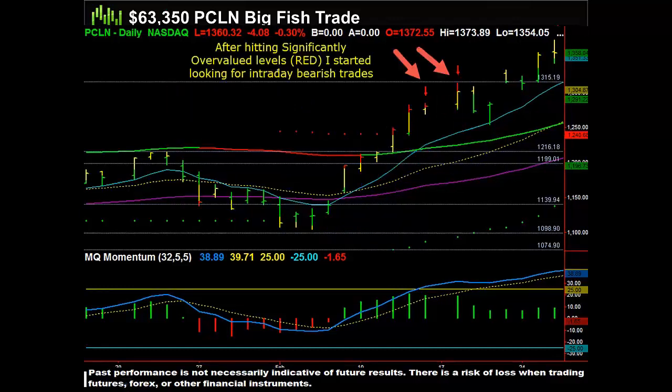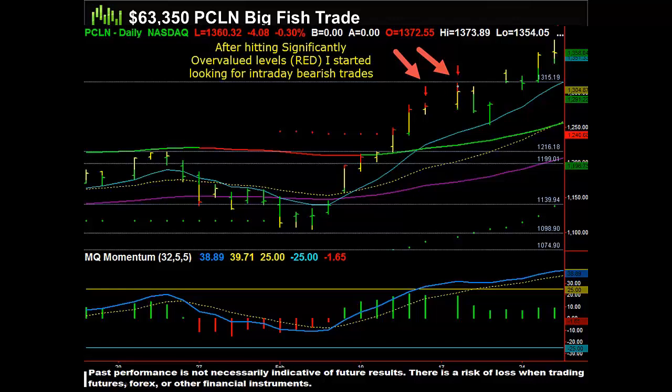Okay, so after hitting these significantly overvalued levels and basically counting the days, I'm starting to look for intraday trades, bearish, kind of counter this move for a potential pullback. Okay, so I'm watching it, and it doesn't mean that I'm automatically going to find the position.